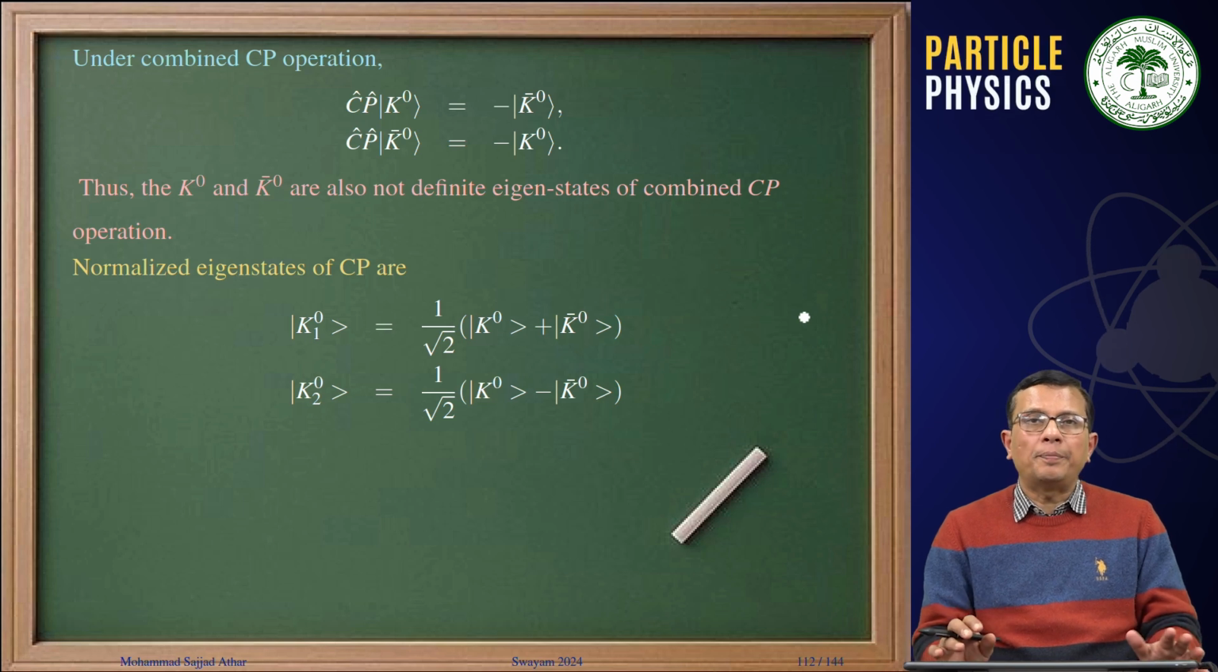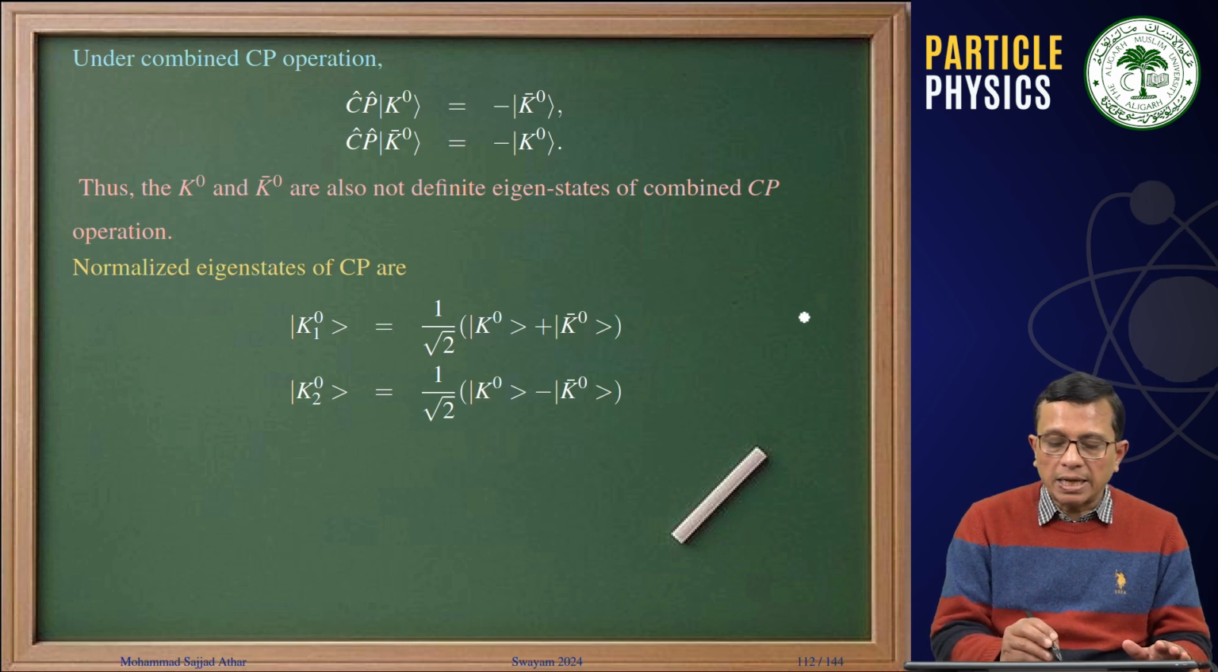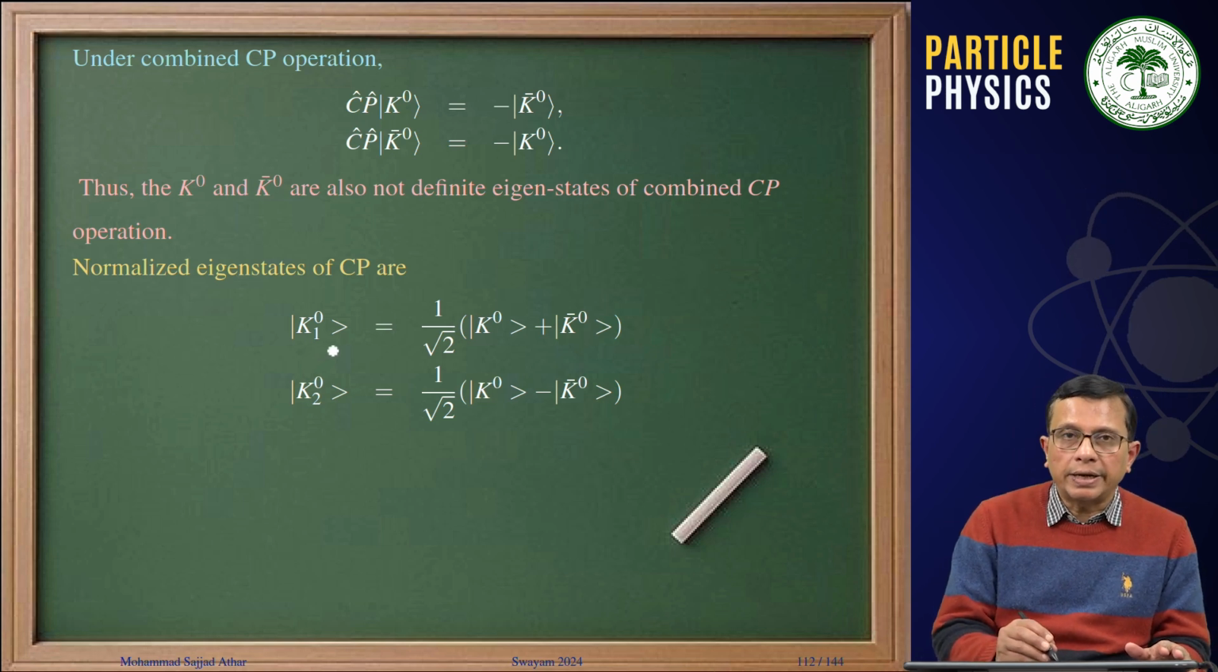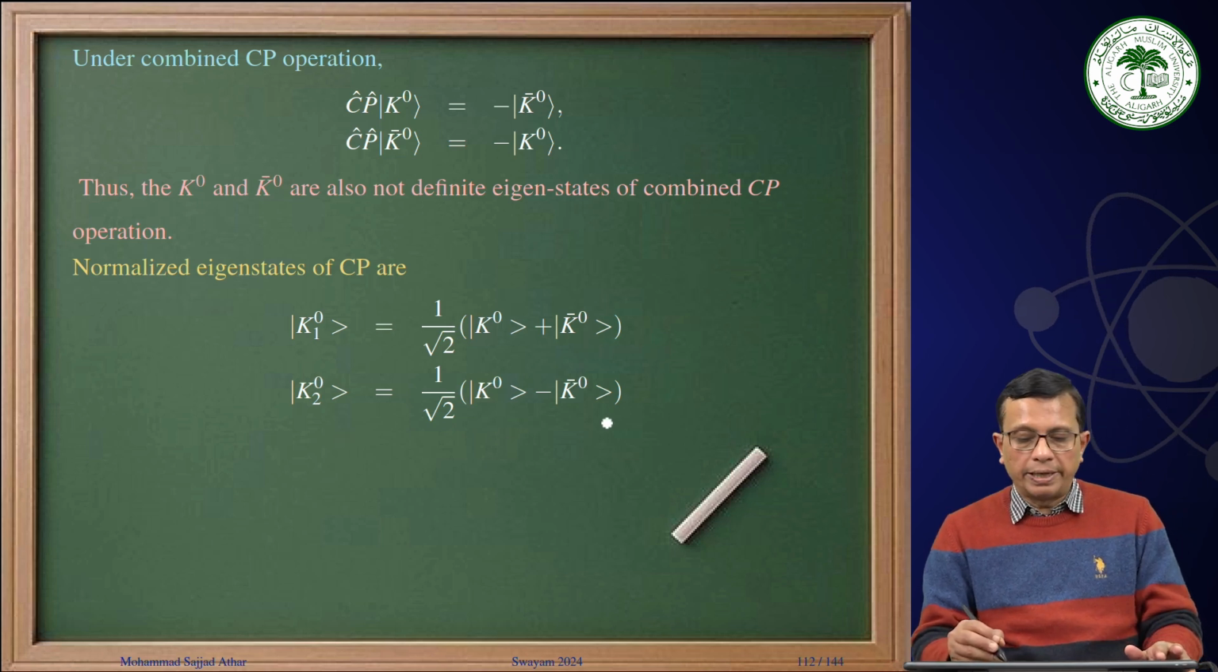Now we form a linear combination of K0 and K0 bar such that I am calling one as K10 and another as K20, such that with a normalization factor, K10 is 1 by root 2 (K0 plus K0 bar), and K20 is 1 by root 2 (K0 minus K0 bar). Now we operate by CP here.